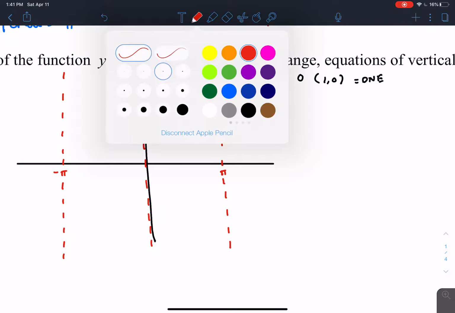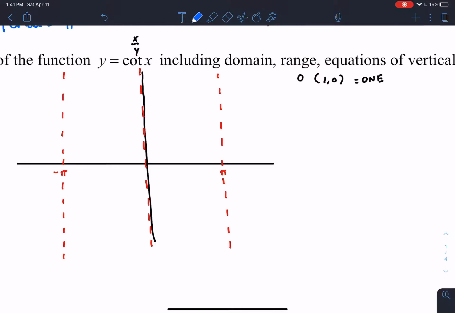Now what would be in the middle of that? If you do pi over 4, cotangent of pi over 4 is 1. Cotangent of pi over 2 is 0, and cotangent of 3 pi over 4 is negative 1. So what that should look like: pi over 4 is 1, pi over 2 is 0, and 3 pi over 4 is negative 1.